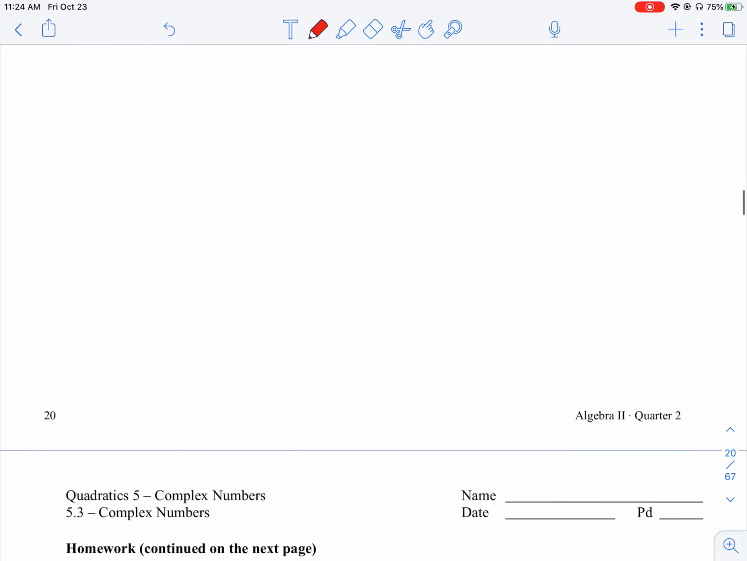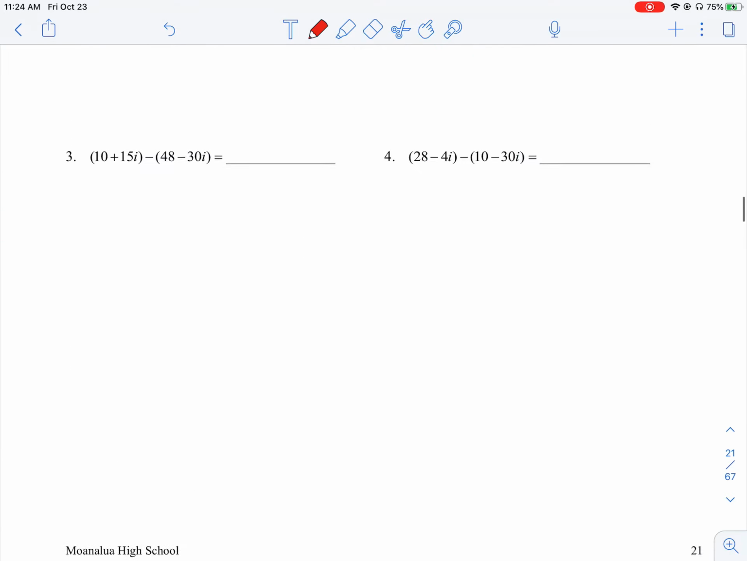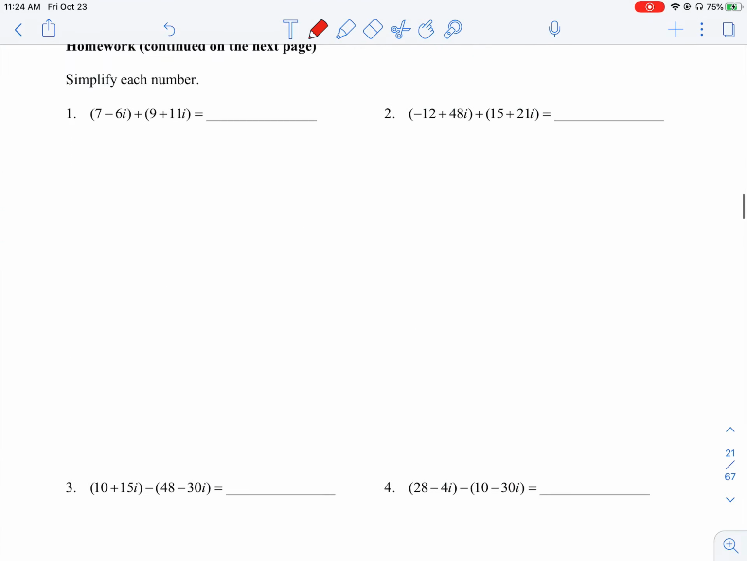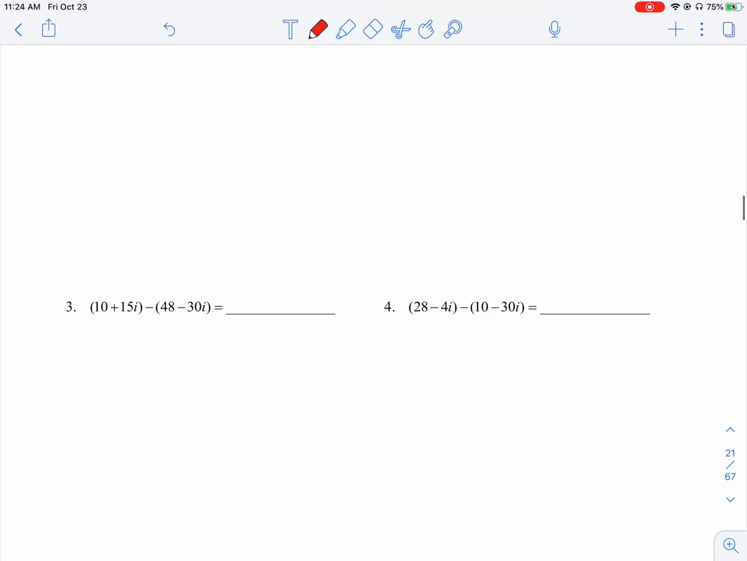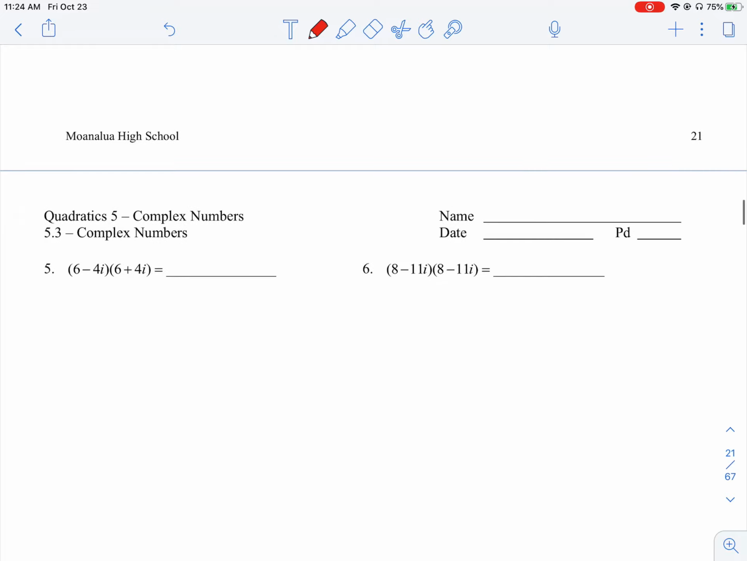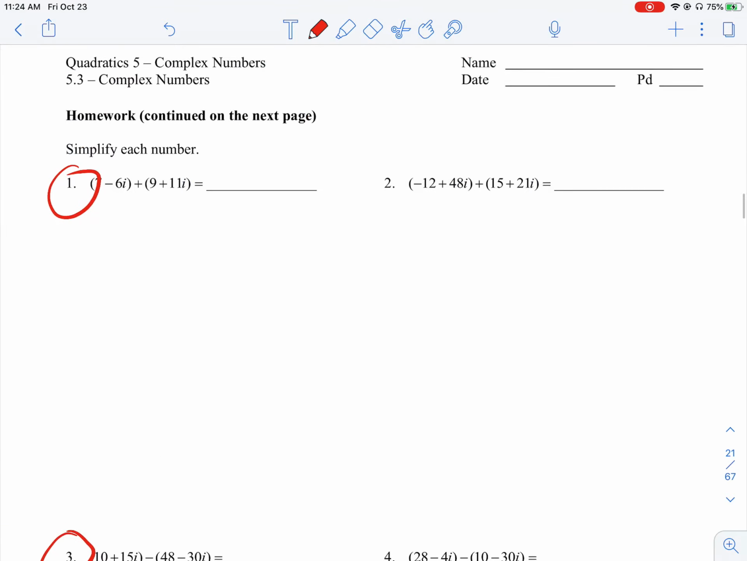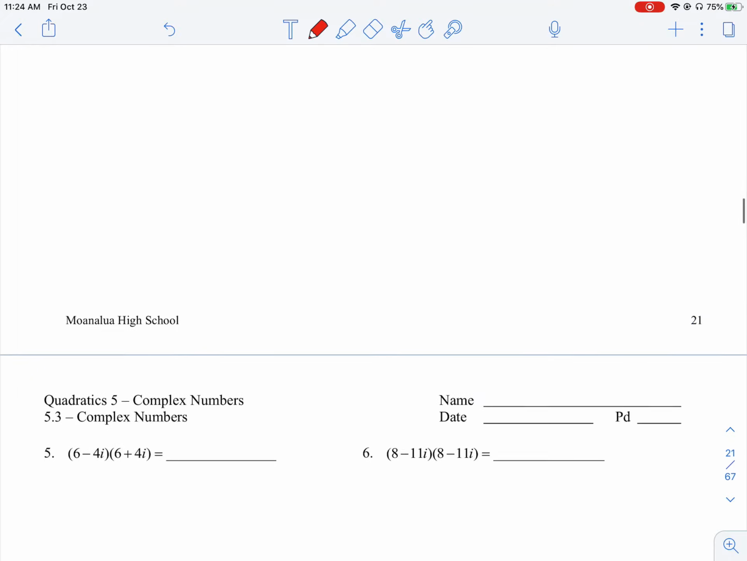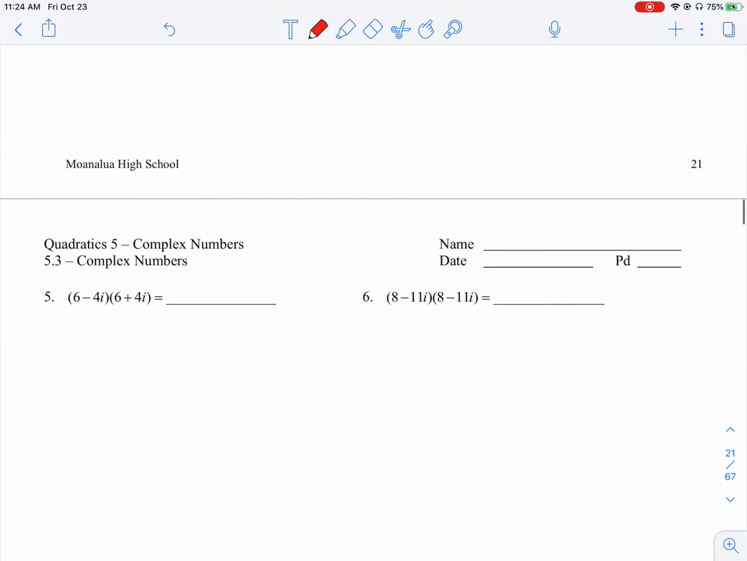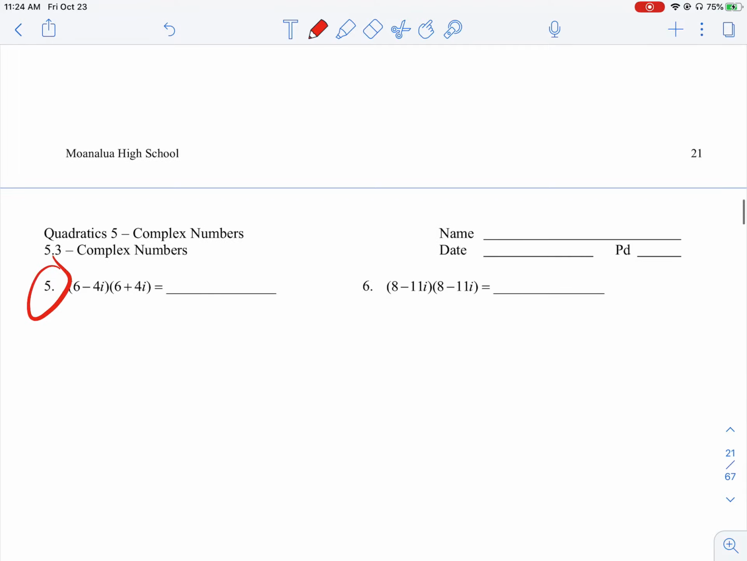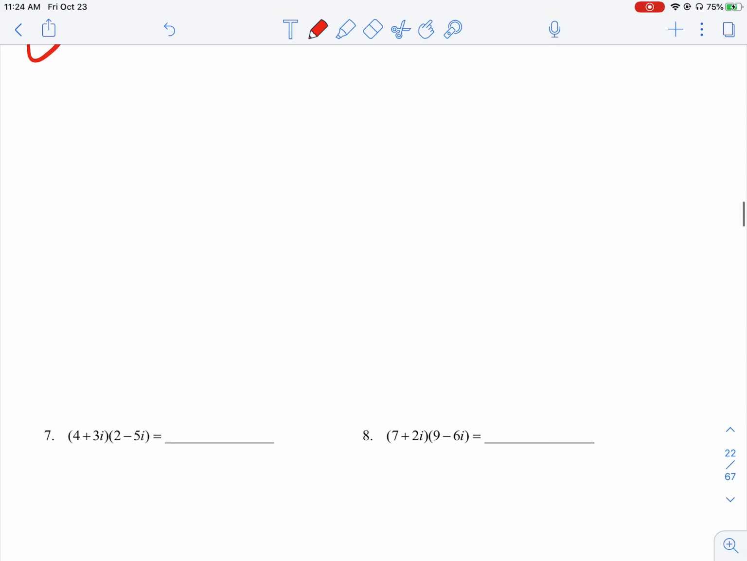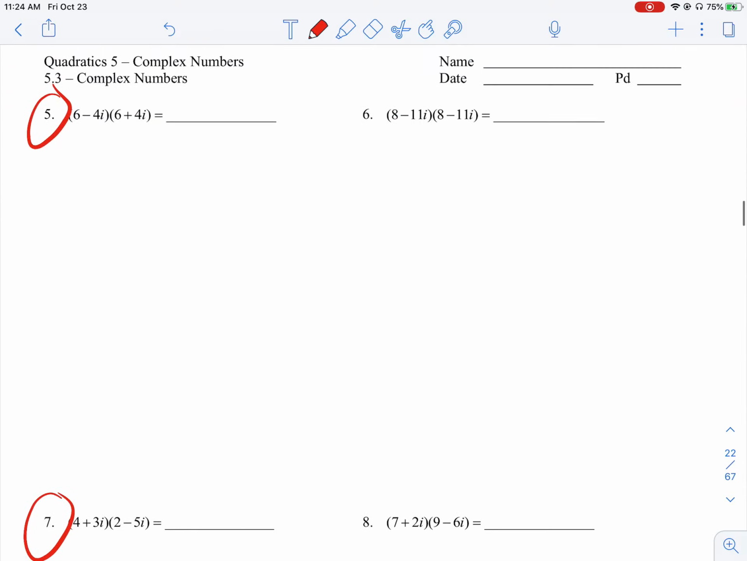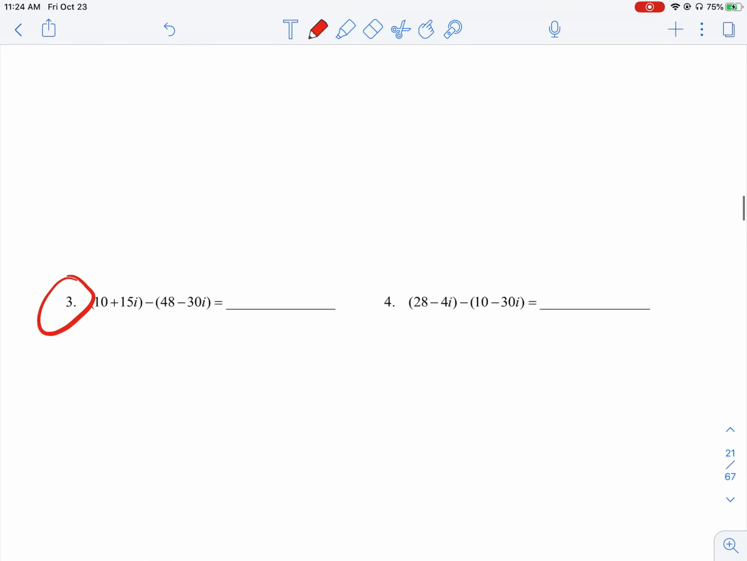For your homework, I would like you to go to page 21 and just do the odd numbers. So we answer number 1, number 3. Number one is addition of complex numbers. Number three is subtraction of complex numbers. Then we have 5, multiplication. Oh, I'm giving you 2 multiplication problems just in case. So 1, 3, 5, and 7.